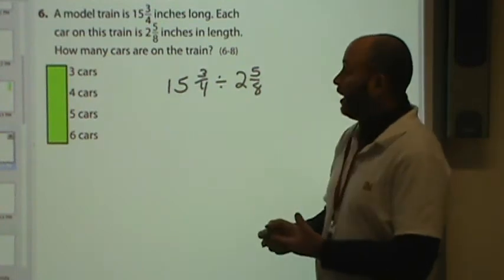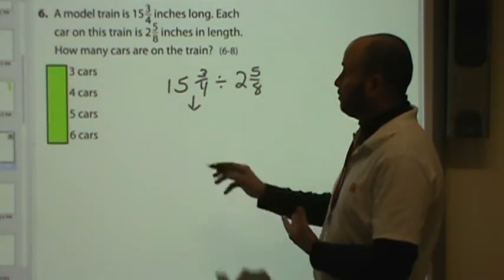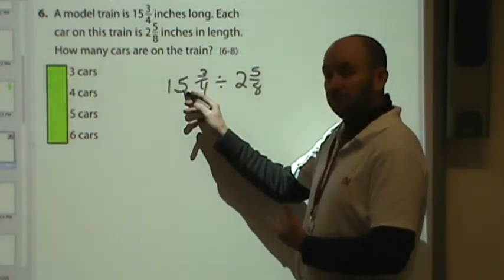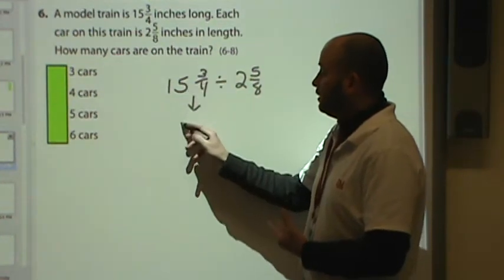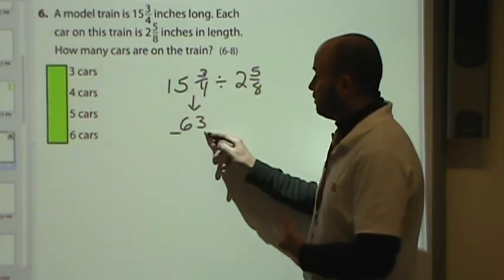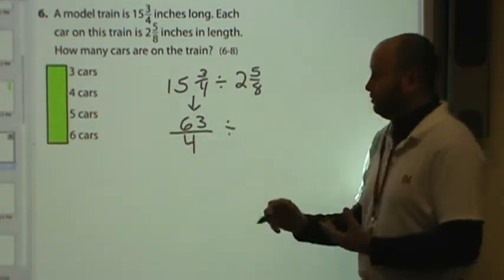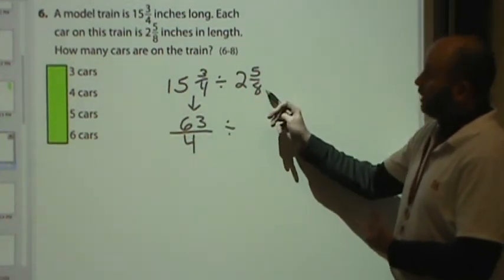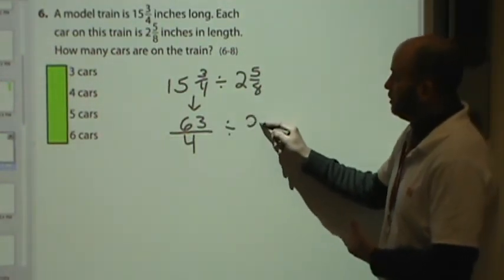Now, in order to divide, you would make each of these an improper fraction. 4 times 15 is 60, plus 3 gives you 63 over 4. We're still going to stay in division, and we're going to do 8 times 2 is 16, plus 5 is 21.